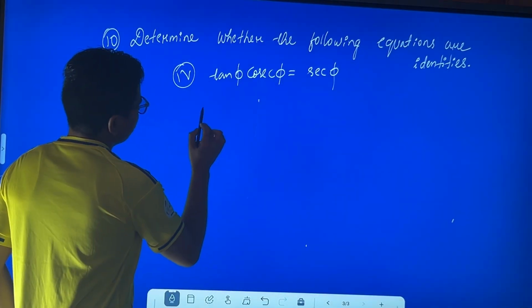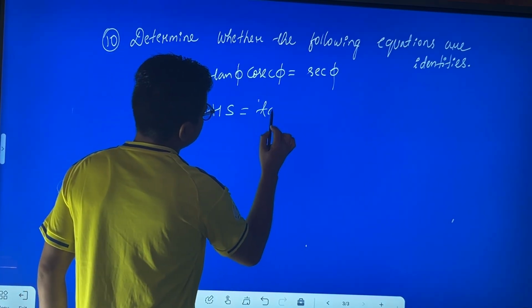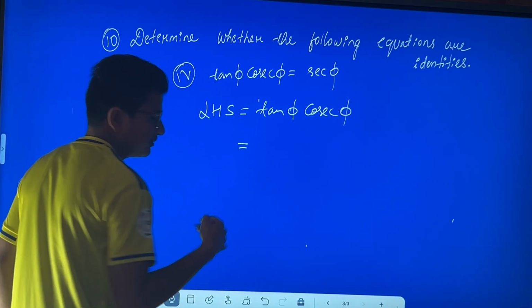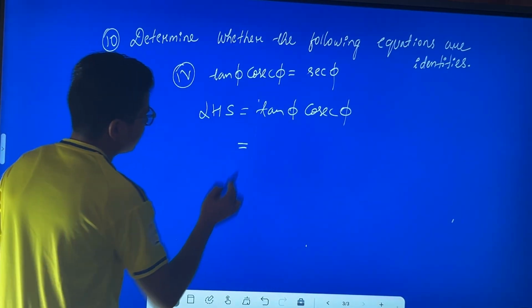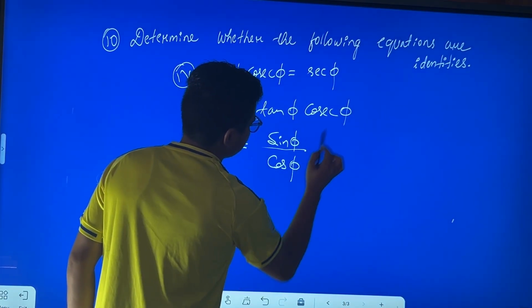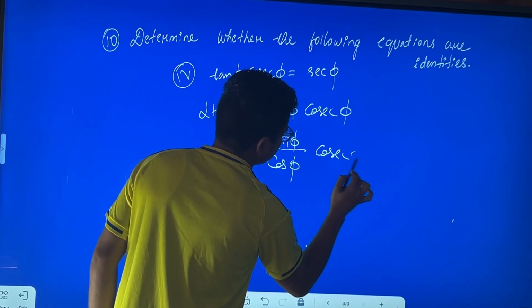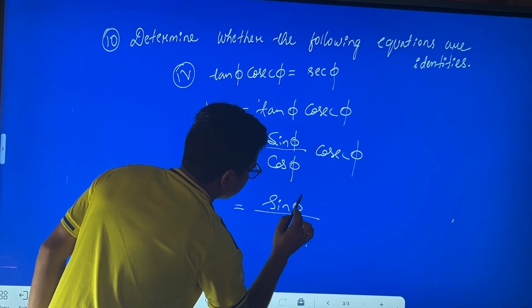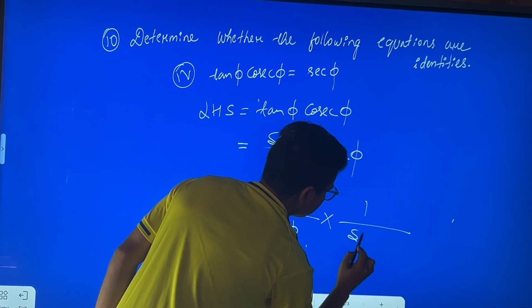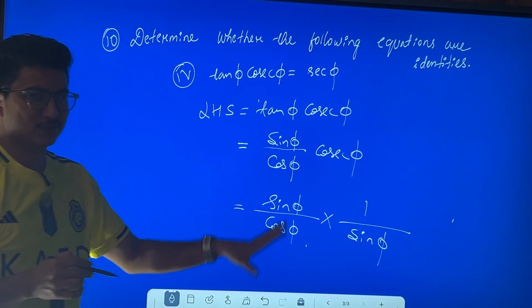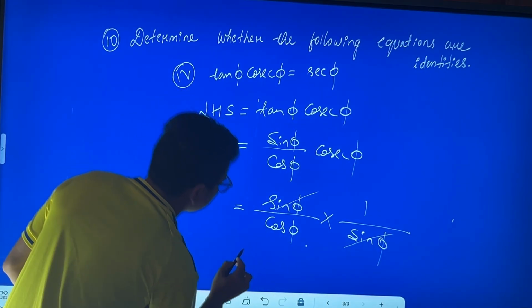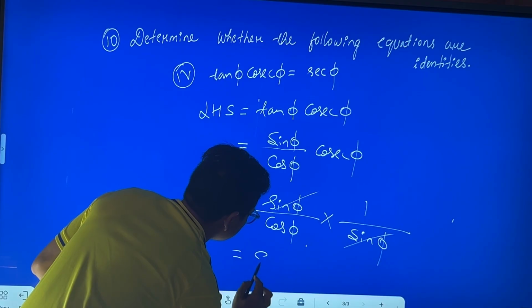We have Roman number 4. Let's do this equation. Left hand side. What is the left hand side? Tan phi into cosec phi. In place of tan phi, do you remember tan theta equals sin theta by cos theta? So tan phi will be sin phi divided by cos phi, correct? And then we have cosec phi. That means sin phi upon cos phi into cosec phi, and cosec phi can be written as 1 upon sin phi. You remember sin and cosec are reciprocals of each other, correct? So sin phi cancels. What will remain here? 1 upon cos phi, and 1 upon cos phi equals sec phi.